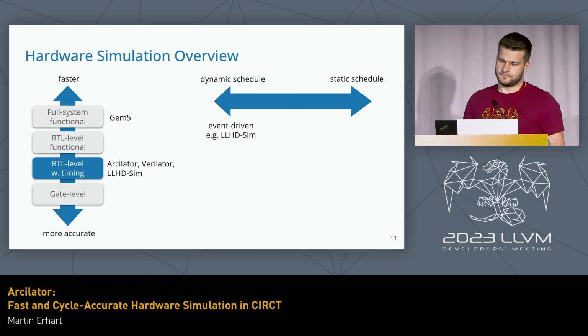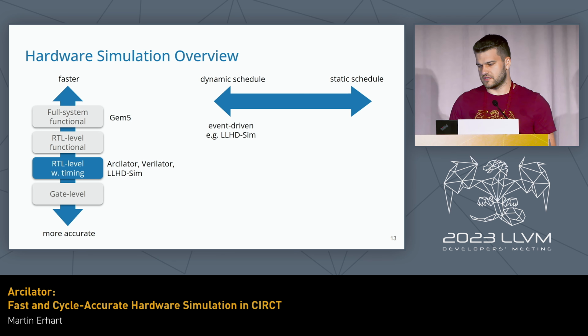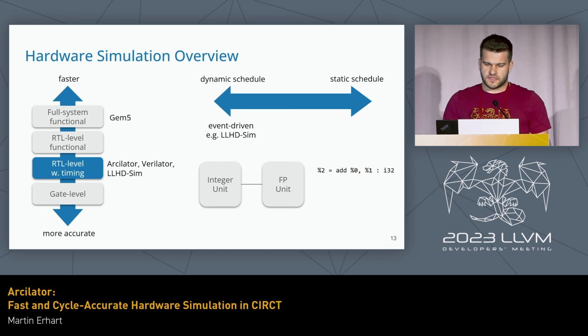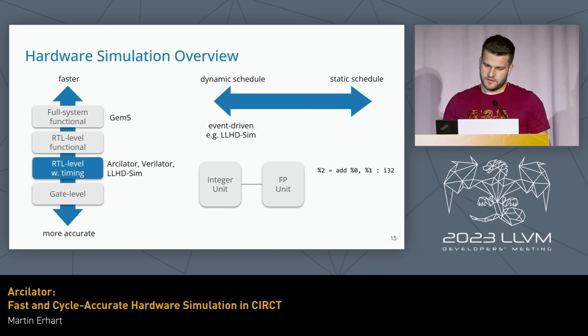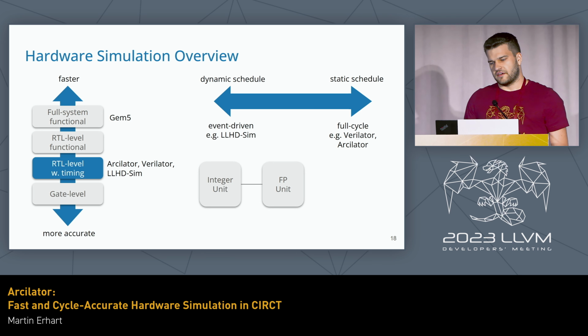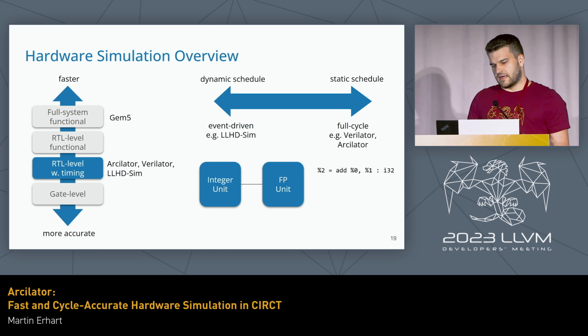which is used by the classic event-driven simulators, like also LLHDSIM. There, if you have some integer unit, some floating point unit, and you do some integer addition, you would only execute the integer unit and not evaluate the floating point unit because it doesn't compute anything meaningful. That's the only thing that is executed. But for a static schedule, you need to compute the whole design every cycle, because you don't know at compile time what parts of the design are actually used. So if you have the same program, you would simulate both the integer and the floating point unit.